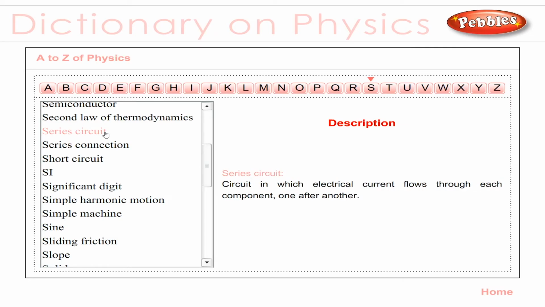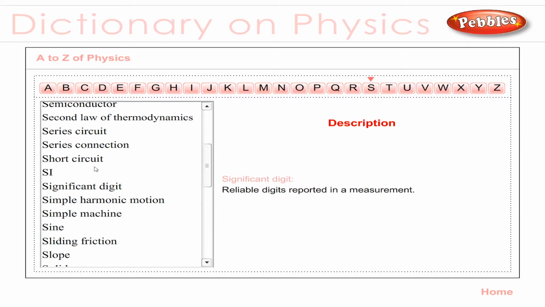Series circuit. Circuit in which electrical current flows through each component one after another. Series connection. Arrangement of electrical devices so that there is only one path through which current can flow. Short circuit. Low resistance connection between 2 points, often accidental. SI. Internationally agreed upon method of using the metric system of measurement. Significant digit. Reliable digits reported in a measurement.